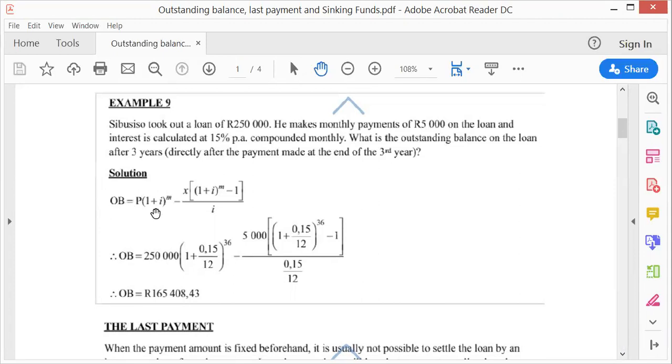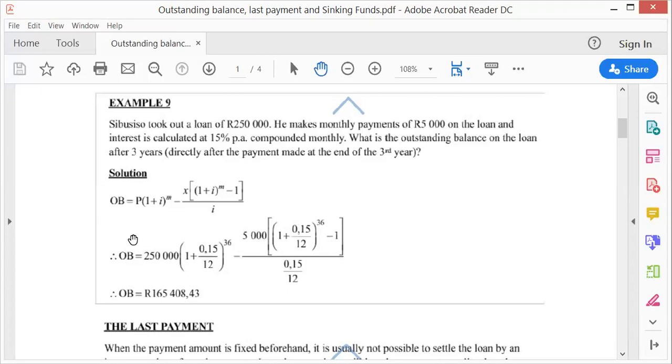They do the formula first. P is 250,000. 15% is 15 divided by 100, divided by 12 because I said monthly. 36 will be monthly, so it's 3 years, so it is 3 times 12 is 36. Right. Then here we use the 5,000. Remember that is the payments every month. You pay 5,000 every month. So clear, guys. Okay. And then the 36 is the same as the 36, and the i is exactly the same. So the only difference is this formula used 250,000 and this formula used 5,000.